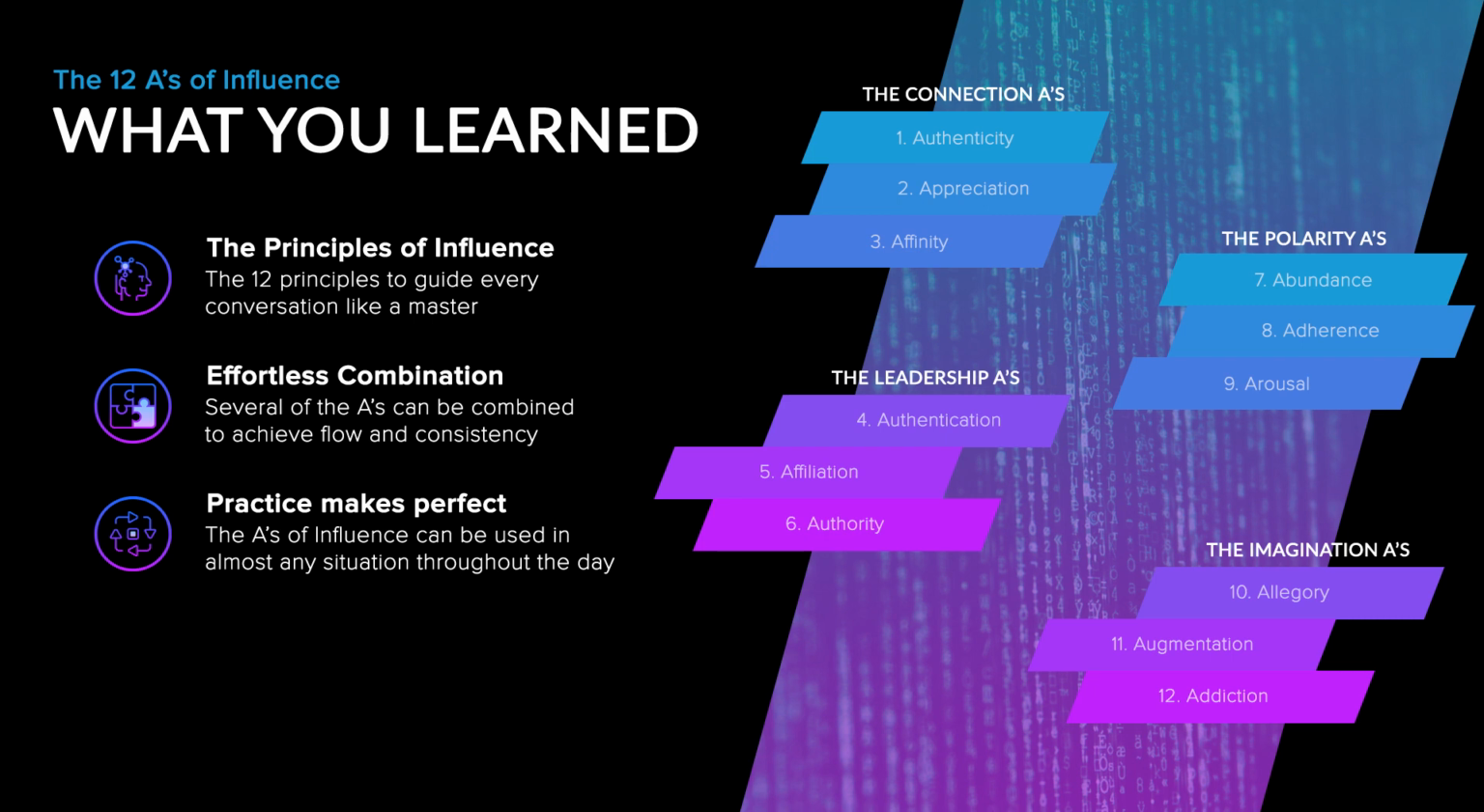So today we covered the connection A's, the leadership A's, the polarity A's, and the imagination A's. Tying these together, linking polarity A's to leadership A's, imagination A's to connection A's, will allow us to become the type of influencer that people want to be around, that people genuinely want to spend time with, that people are curious about what is that it factor that person has. That's when you know that you're on the path of being an epic influencer, when you're able to link all the A's together effortlessly and easily.